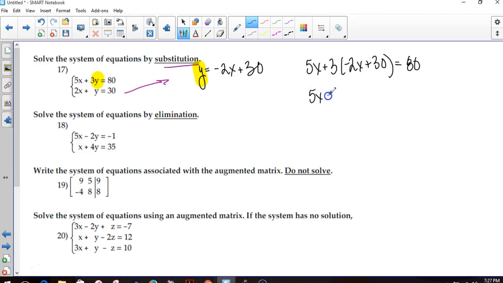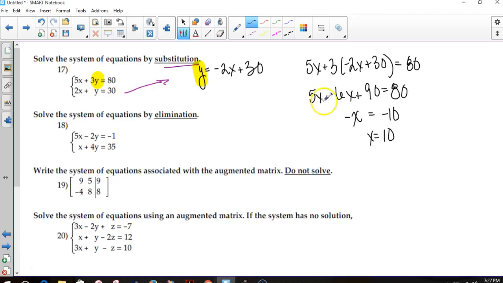I have 5x minus 6x plus 90 equal to 80. And this very nicely turns into a negative x plus 90, which will subtract over to the other side for a negative 10, and x is 10.